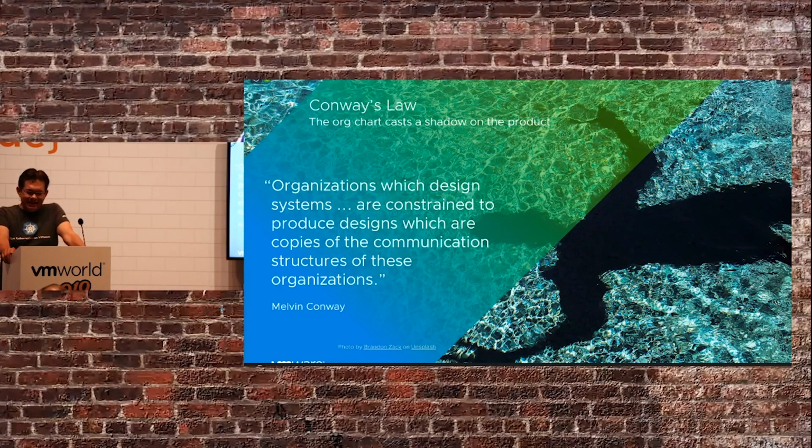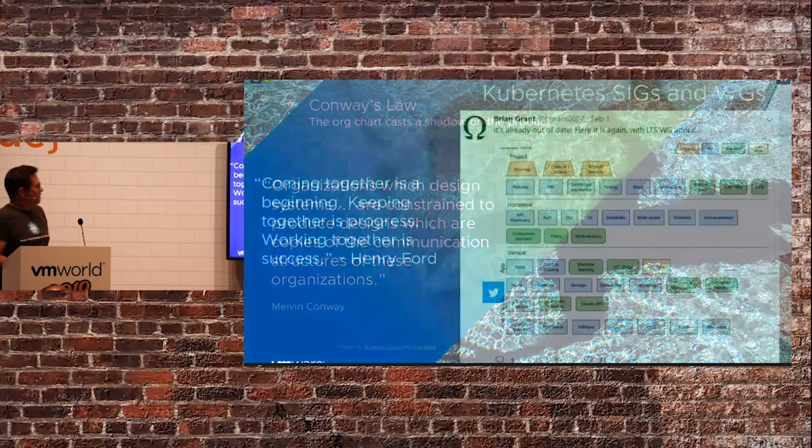Studies by MIT, the Harvard Business School, Microsoft, and others have confirmed that this is really detectable in commercial software. Eric Raymond once observed that if you have 4 groups working on a compiler, you're going to end up with the 4-pass compiler. And I can tell you that this situation really applies to Kubernetes. So what is the org chart of Kubernetes?